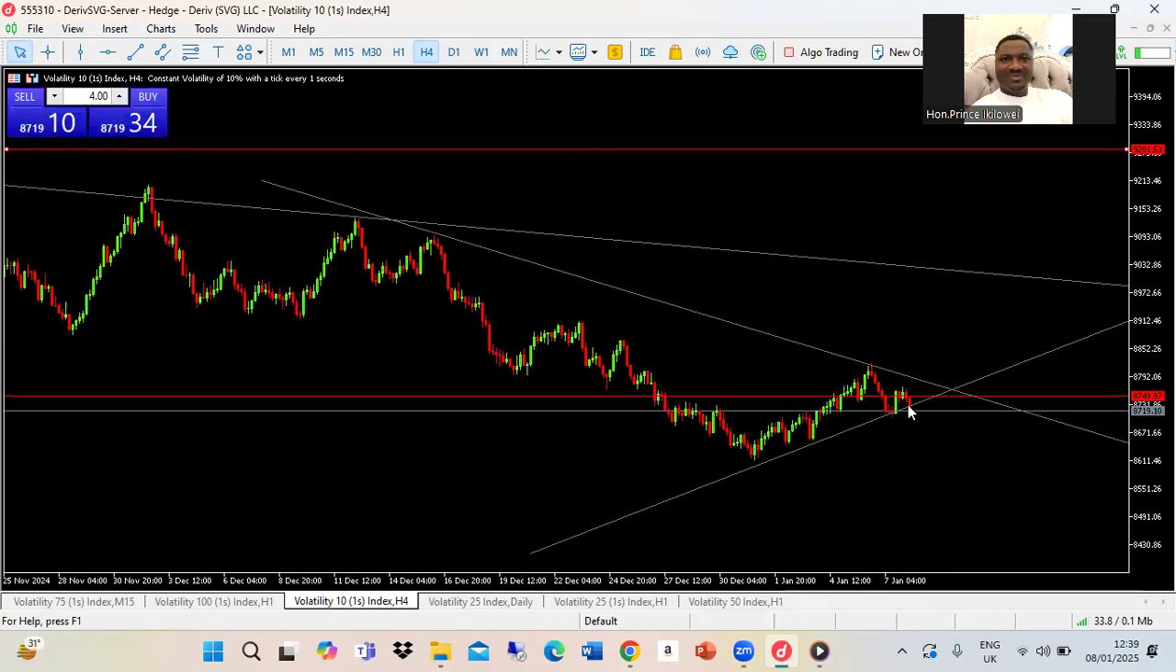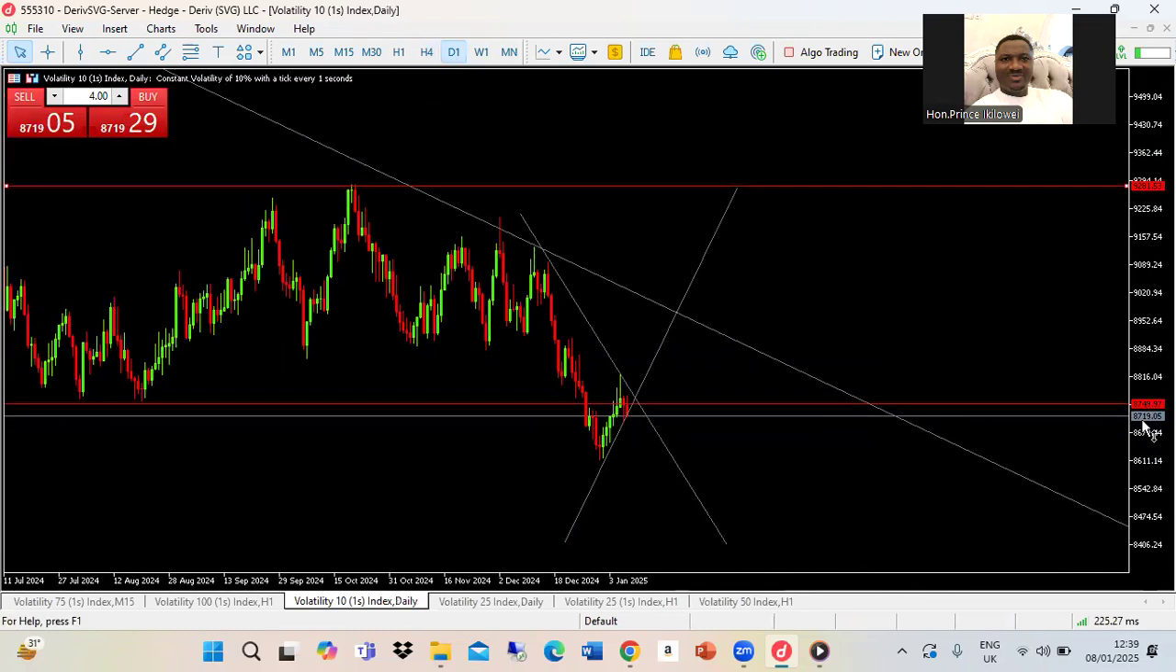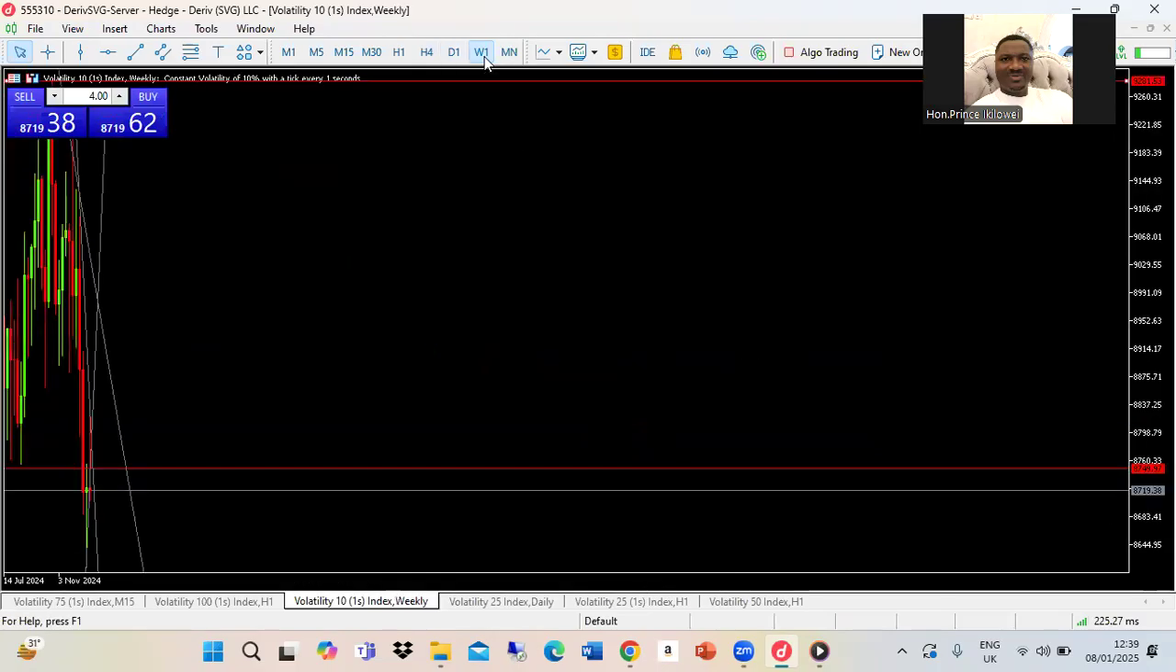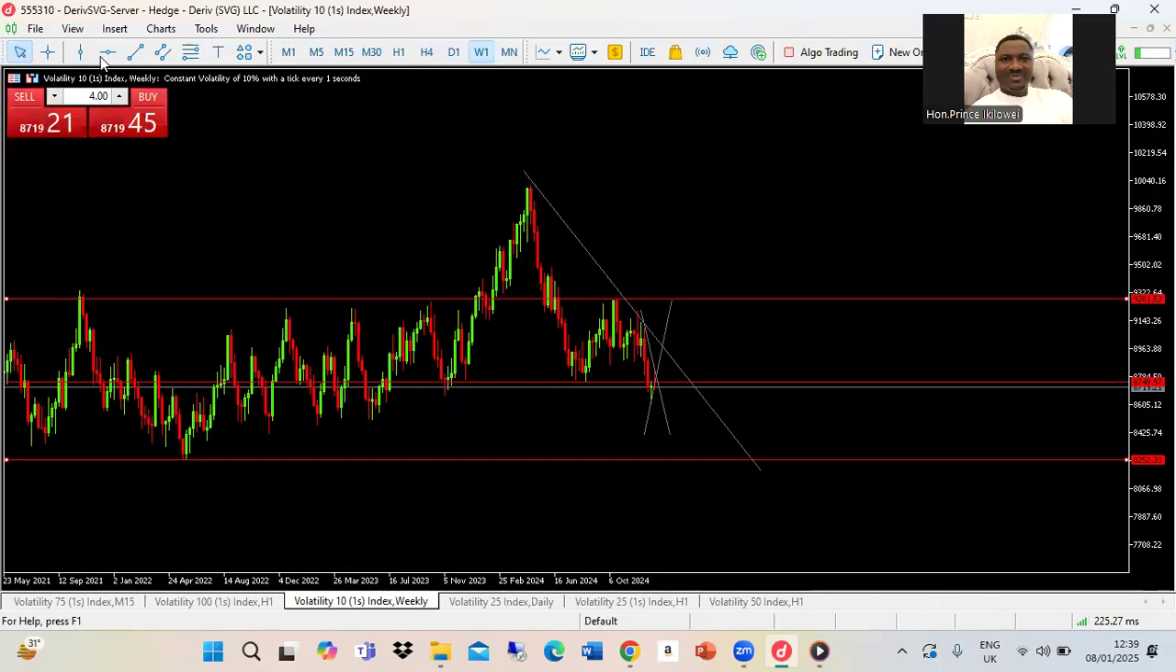Now, price is breaking through this particular trend line. But the market has been on a downtrend. You've seen that the market has been on a downtrend. So where are we going to have our take profit in case the market starts going our direction? Let's go to the weekly time frame again to see the next level.